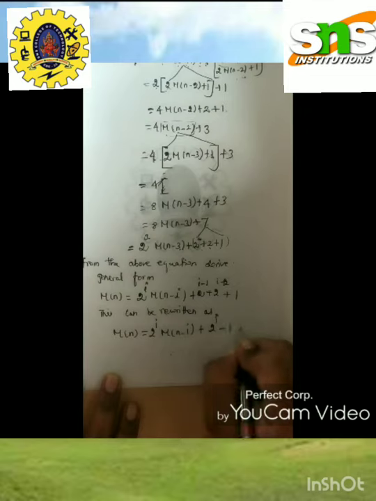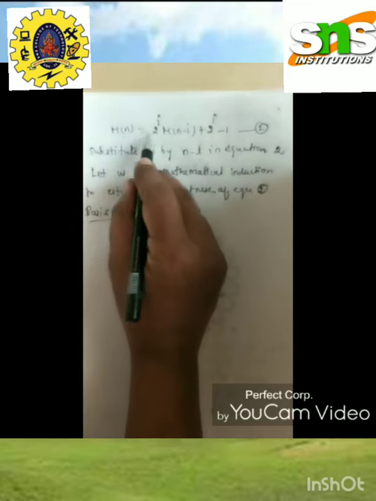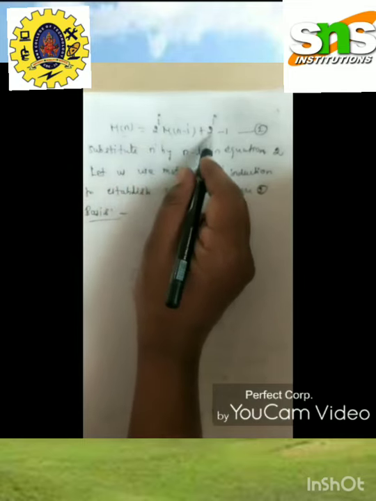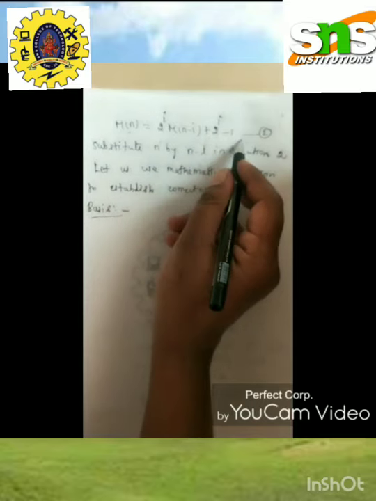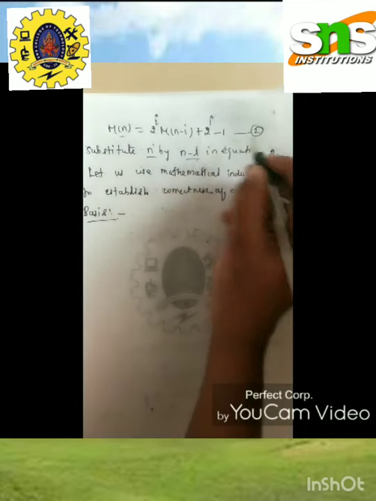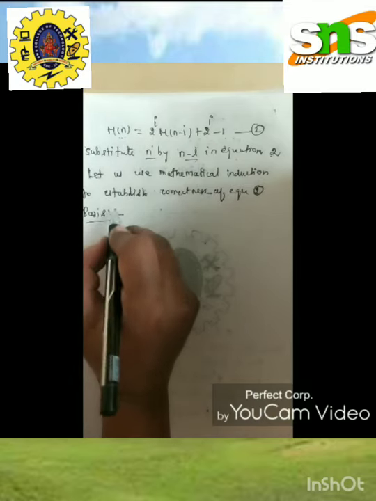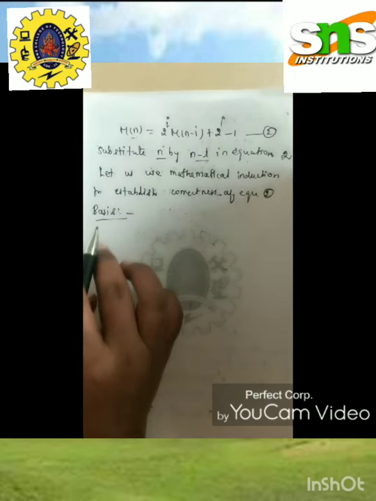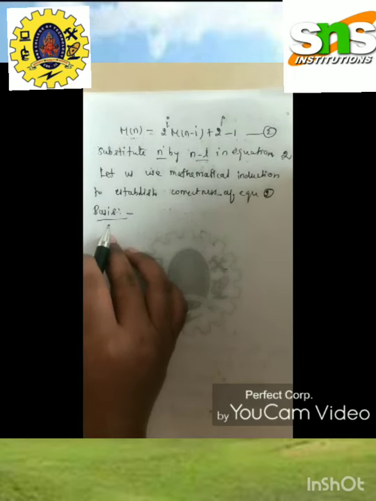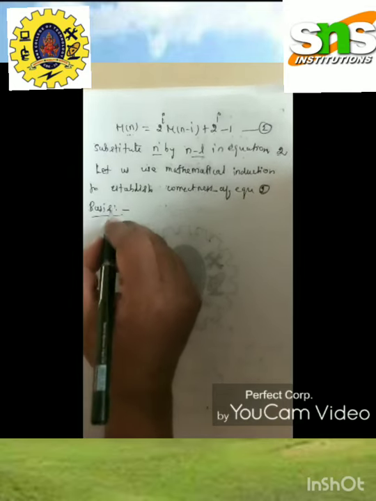This will be considered as equation 2. So this is taken based upon the formula: m of n is equal to 2 power i m of n minus i plus 2 power i minus 1. This will be taken as equation 2. We can substitute n by n minus i in equation 2 to prove the correctness. To prove the correctness, we can prove with the basis and then induction. We already discussed in factorial what a basis and induction are. So here in the basis, we use equation 2.